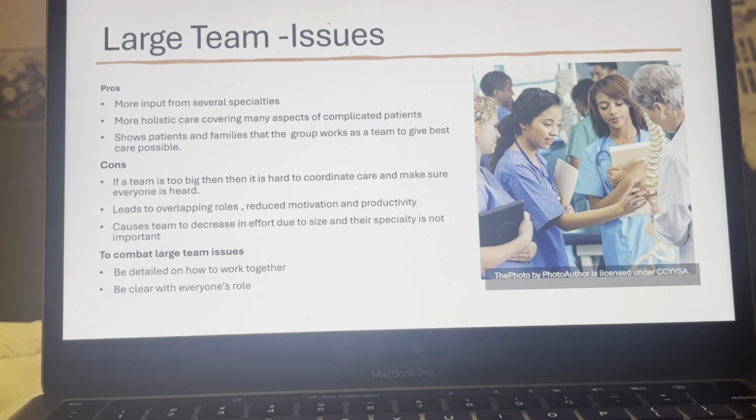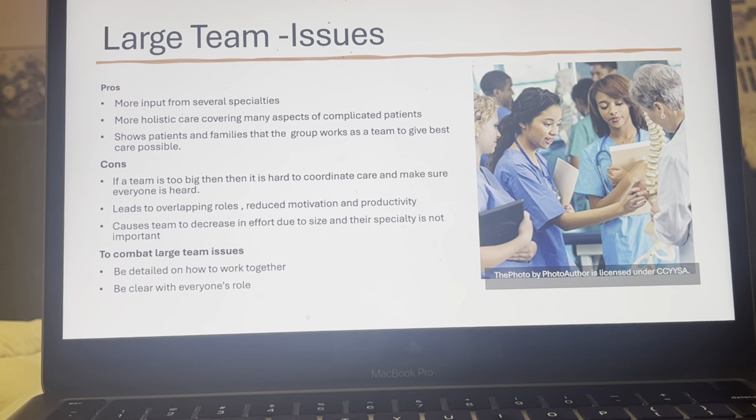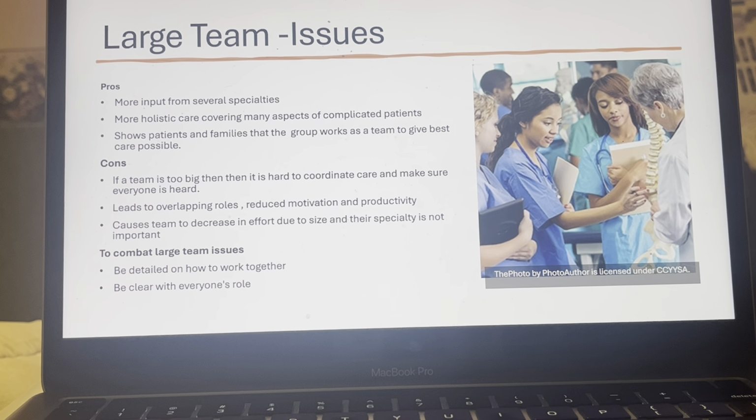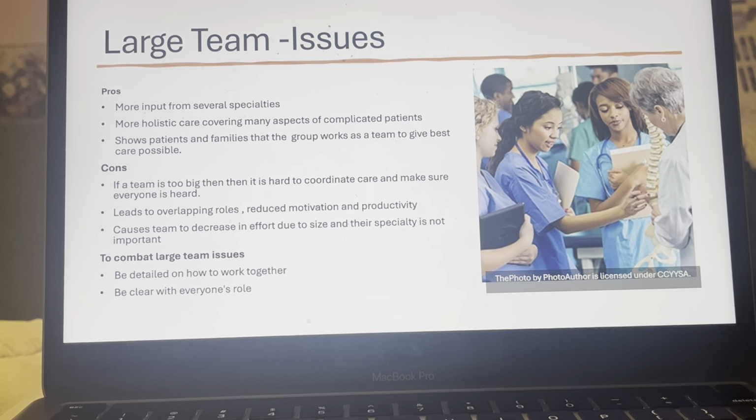With a large team, there are overlapping roles. The dietitian and the endocrinologist kind of do the same thing. And if they're not on board saying the same thing, then the patient's going to be confused and not do anything. It causes reduced motivation. The team may decrease effort due to their size, and they just don't feel their specialty is important. The nursing assistants are number one when they say, nobody listens to me. I could have told you last week he was depressed. We need to listen.